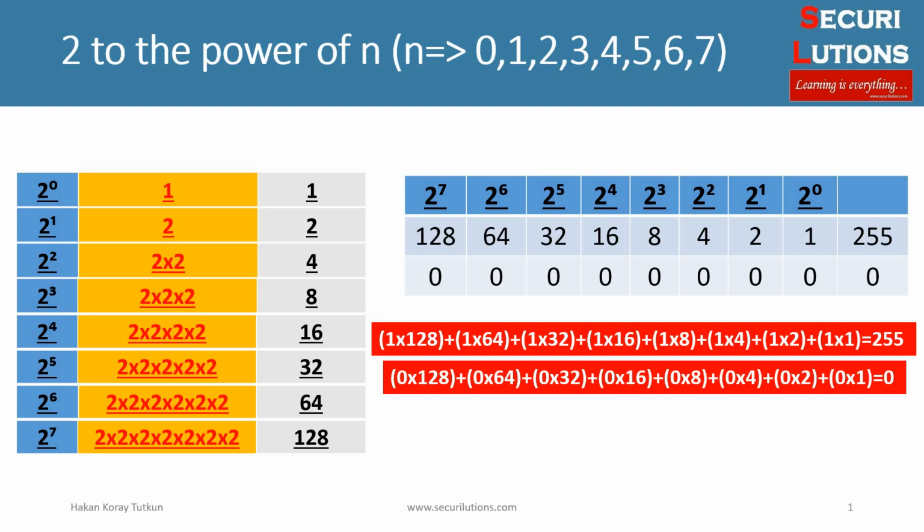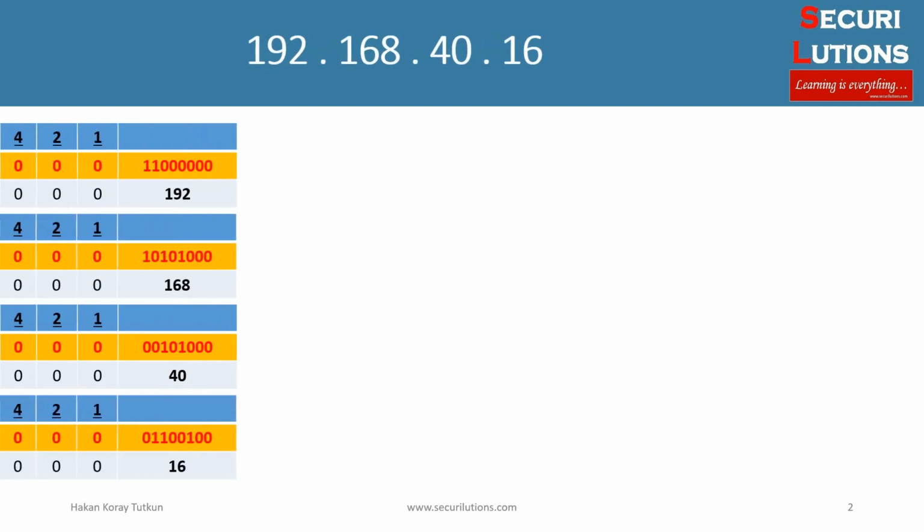We know 255 is the biggest number and 0 is the smallest number. You can calculate all the numbers from 0 to 255 this way. Now let's start to work on the new examples.